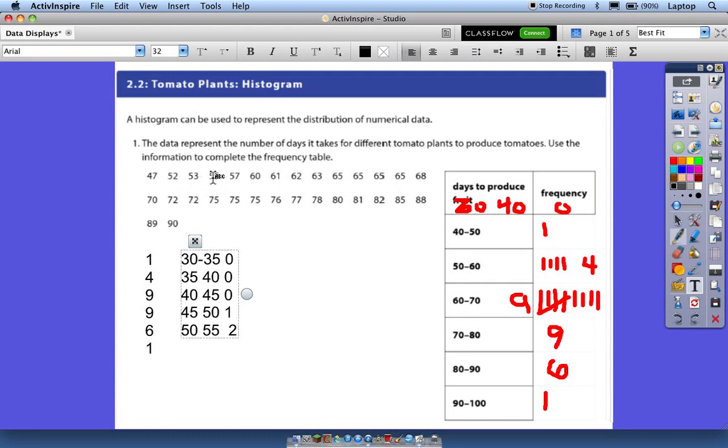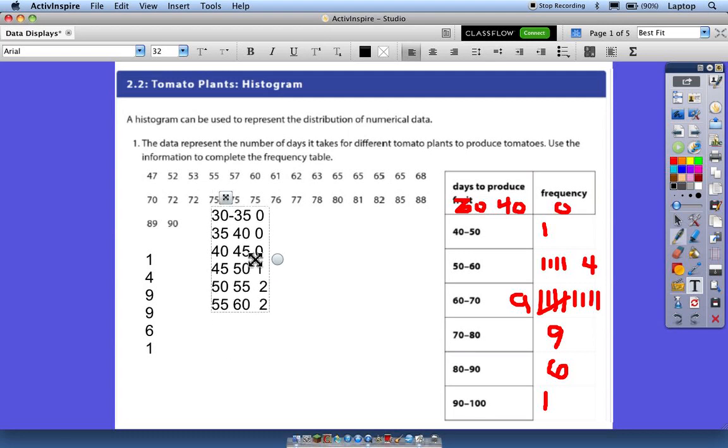But from 55 to 60, there will be 2 more. So if you notice, 50 to 60 is still 4. 2 of them will be in the first, 2 will be in the second. Now I will continue this process of talking through it as slowly as I can.